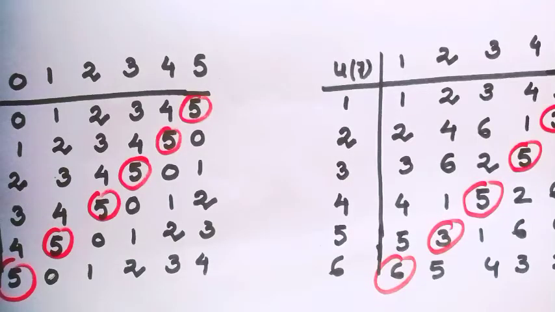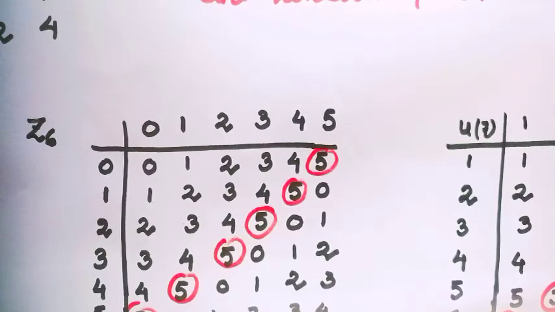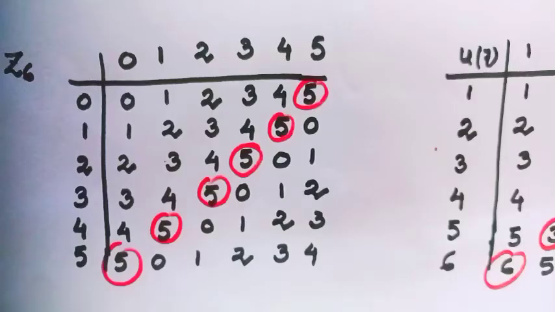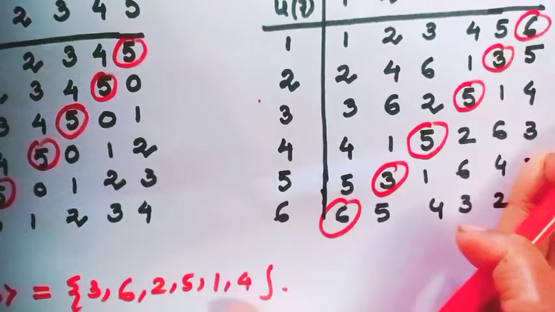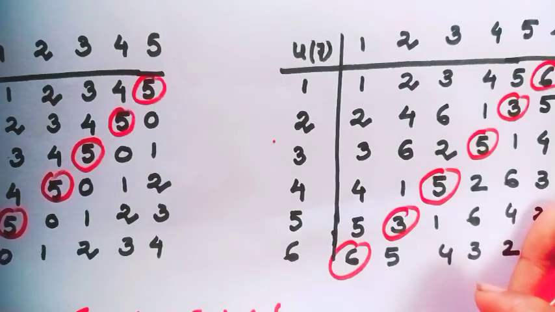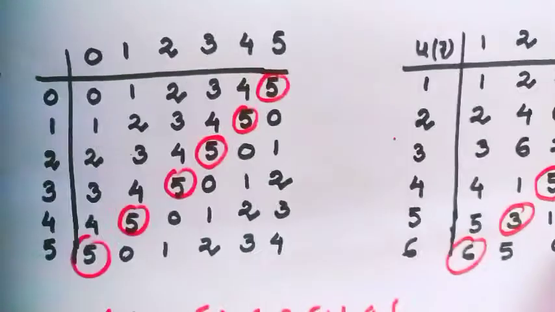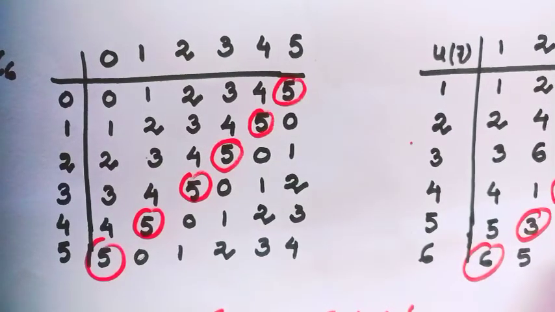But non-matching Cayley tables cannot usually tell us the groups are non-isomorphic. I have seen in my previous video that Z6 and U7 are isomorphic to each other. But notice the Cayley tables: this Cayley table and this Cayley table are not the same. But in my previous video I showed Z6 and U7 are isomorphic to each other.